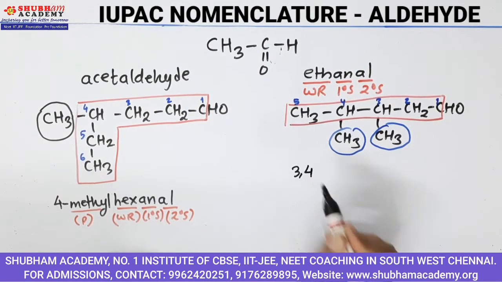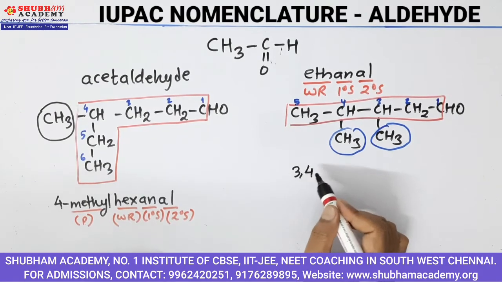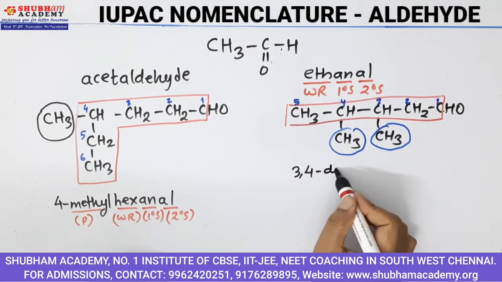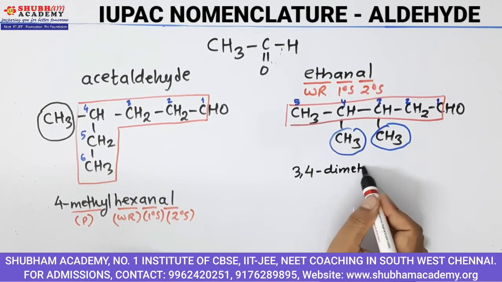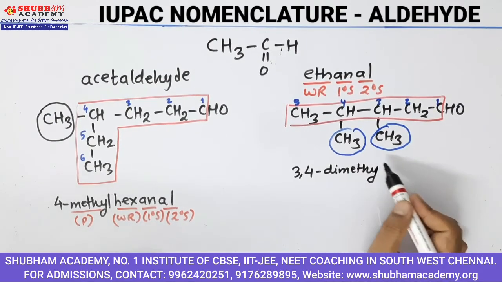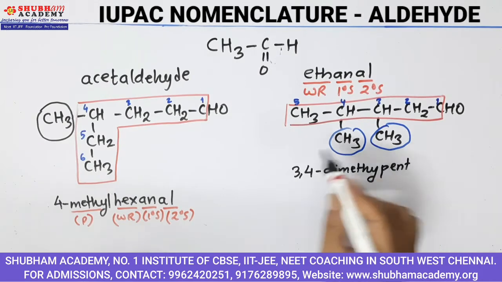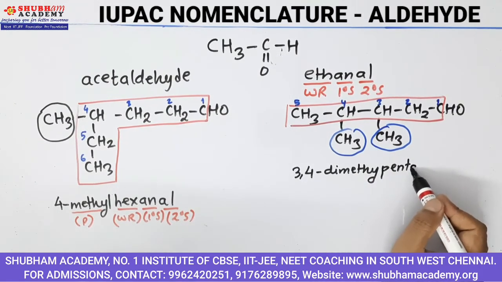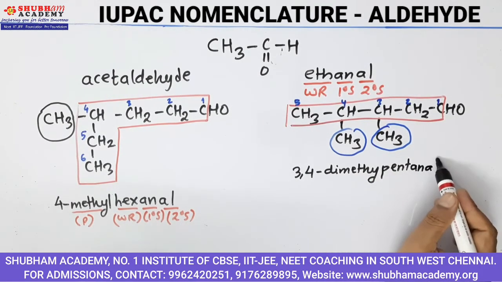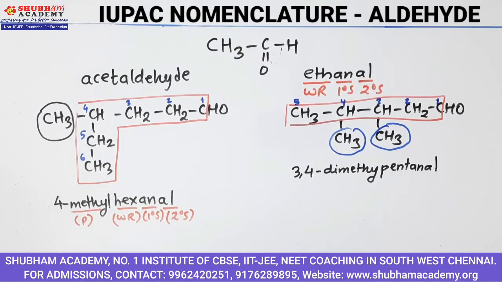3, 4. You have 2 methyl groups, so 3, 4 dimethyl. Okay, and for 5 carbon atom, word root is pent. You have single bond between all the carbon atoms, ane, followed by suffix al, right? So the complete name is 3,4 dimethyl pentanal.